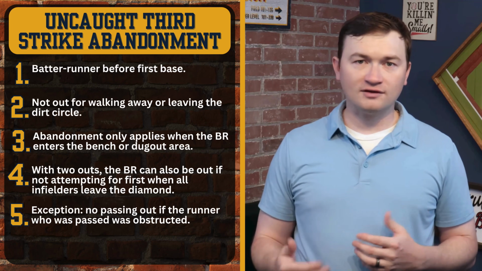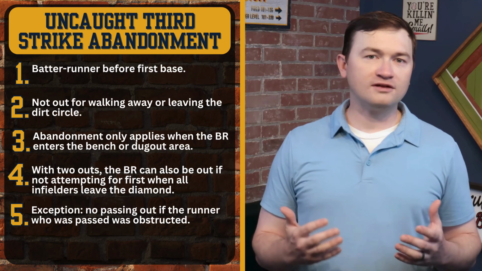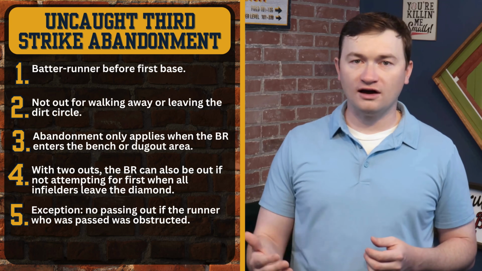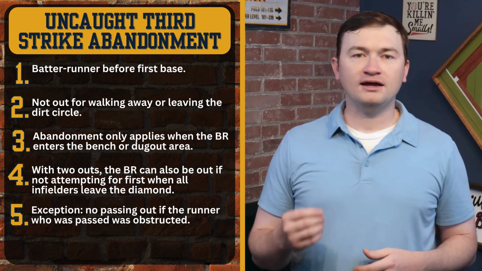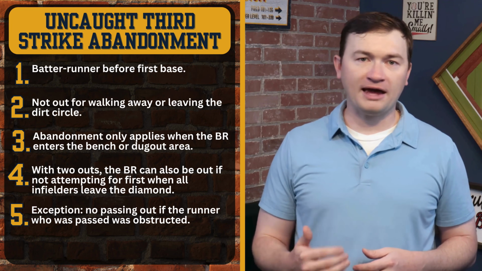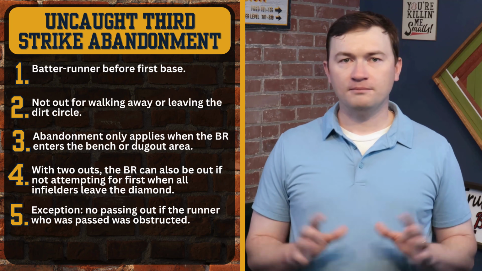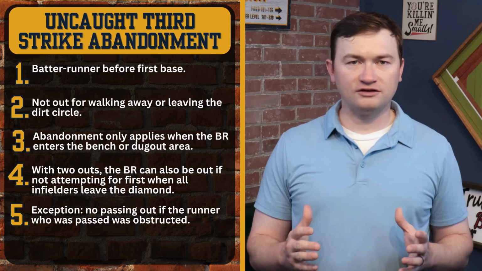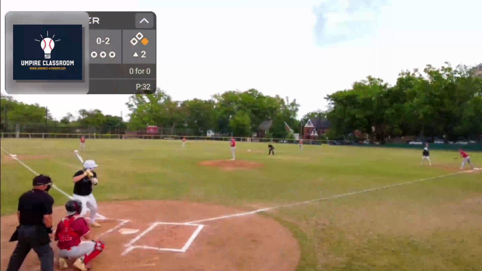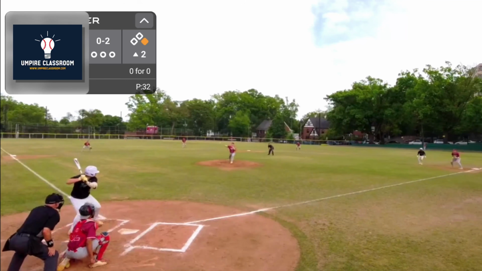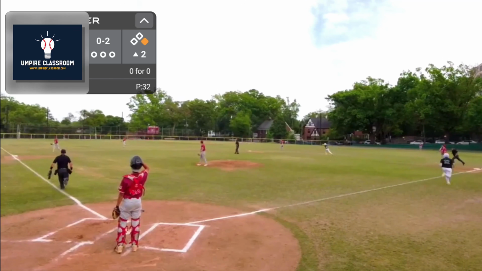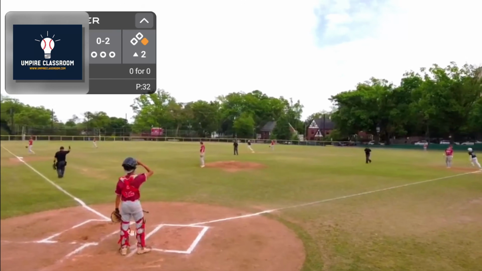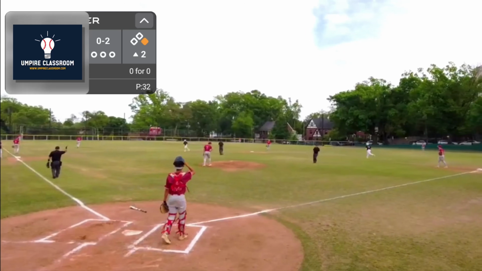At other levels, on an uncaught third strike, once the batter runner starts heading towards the dugout and he exits the dirt circle around home, at that point, he can and should be called out for abandoning his effort to reach first. But again, that is not the rule at the high school level. Now, when we apply that to our play, we do not have an issue with abandonment by the batter runner before reaching first base. This is not an uncaught third strike, and the batter hits a home run and legally reaches first base.